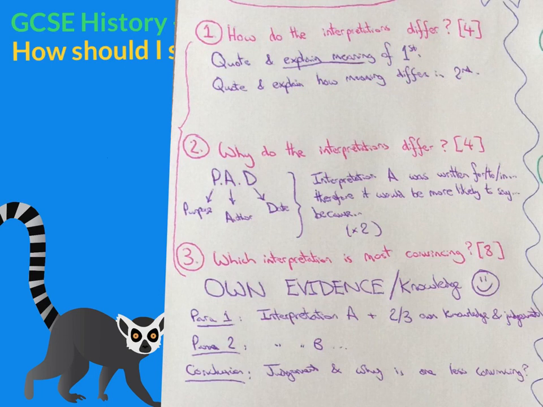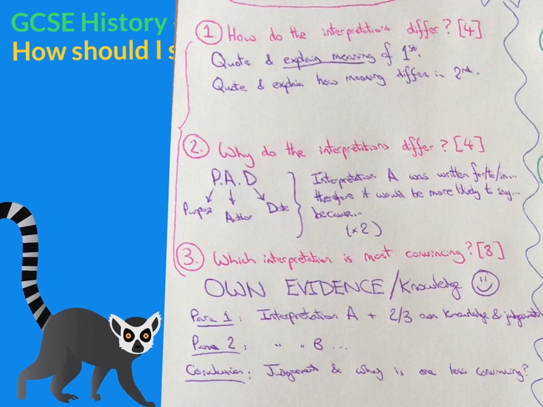For this, there are 3 things you could consider, and I usually think of padding the source, a bit like padding pause. So, pad the source. Purpose, author, date. Why was this interpretation created? Was it for a government who's trying to make themselves look good in America? Was it to try and persuade people to change something? Was it a personal diary entry?